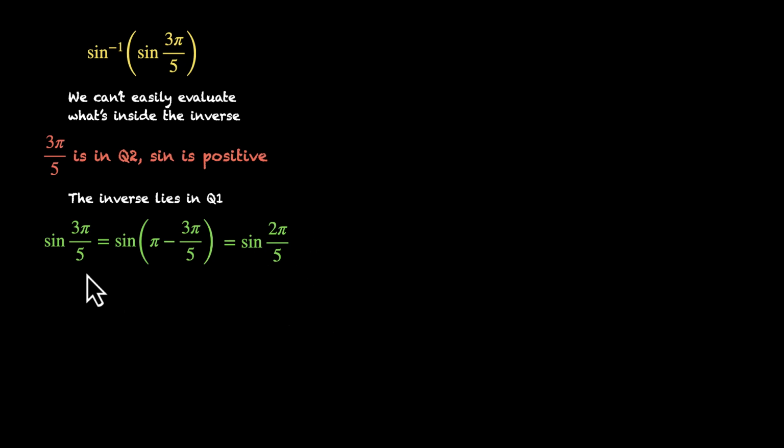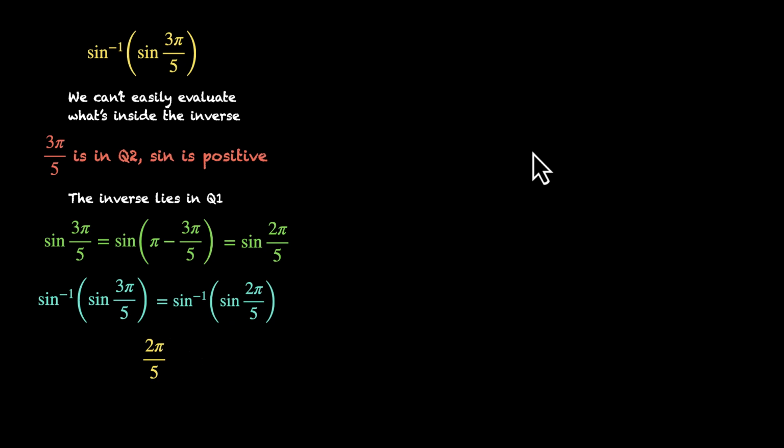This one is not in the first quadrant, but this one is, which makes this really useful for us in this scenario. We can replace sine 3 pi by 5 by sine 2 pi by 5 and write this as sine inverse sine of 2 pi by 5. Switching 3 pi by 5 with 2 pi by 5 because both of these give the same sine. And now we need to evaluate this part, sine inverse sine of 2 pi by 5. This is something where we can cancel sine inverse and sine because 2 pi by 5 is in the principal value branch. So cancelling these two, we get 2 pi by 5 as the answer for this problem.